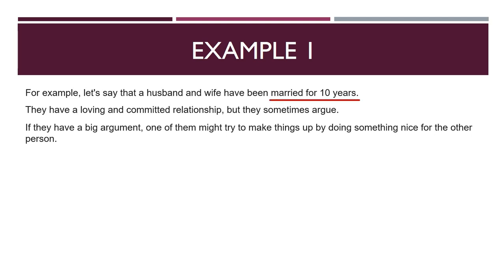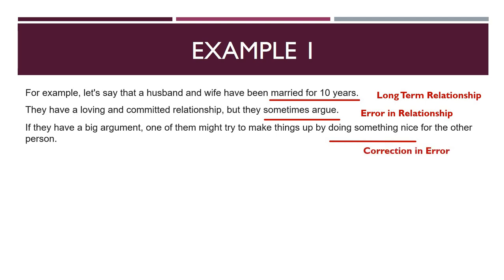So if the marriage is, in my example, for 10 years, that means there is a long-term relationship, and sometimes there is an argument, that means an error is in the relationship. So argument means error is there. And when one person is doing something nice for the other person, that means one person out of these two, husband or wife, is making some correction in the error. So I can say this is like an error correction term in an error correction model.